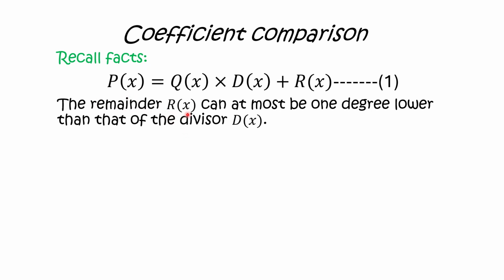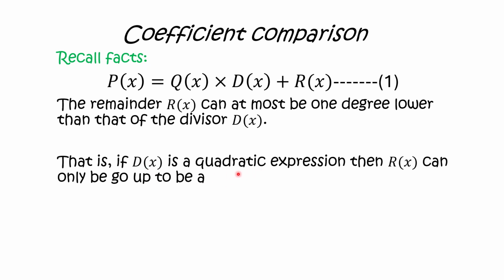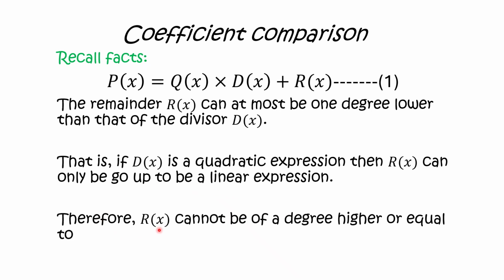The remainder r of x cannot be one that has a degree higher than that of the divisor. So in a nutshell, the remainder r of x can at most be 1 degree lower than that of the divisor d of x. That is, if d of x is a quadratic expression, then r of x can only go up to a linear expression. Therefore, r of x cannot be of a degree higher than or equal to that of d of x, that is the divisor.